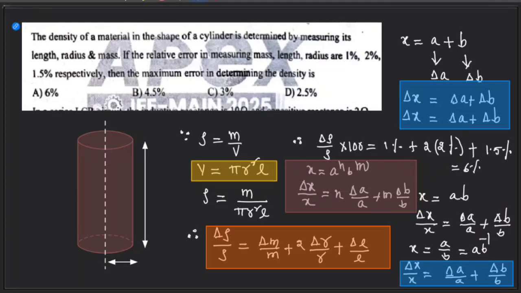So this is for addition and subtraction, and this is for multiplication. This is for in terms of power. For example, x is equal to a power n and b power m. You could say delta x by x is equal to n into delta a by a plus m into delta b by b.